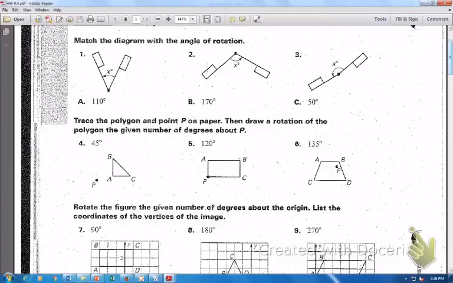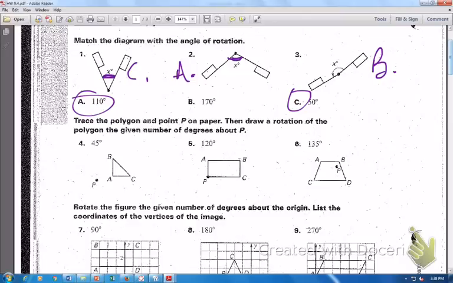Okay, so real quick, homework solutions. Match the diagram with the angle of rotation for number 1, 2, and 3. Obviously, number 1 is an acute angle, so it's going to be matched up with C at 50 degrees. Number 2 is an obtuse angle, but not quite 180 degrees, so this is going to be A, and then that leaves this being B, which makes sense. It's almost 180 degrees, so it must be 170.